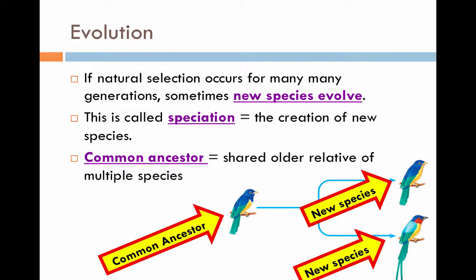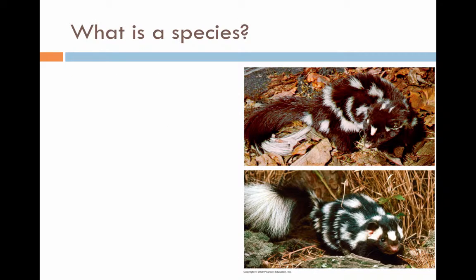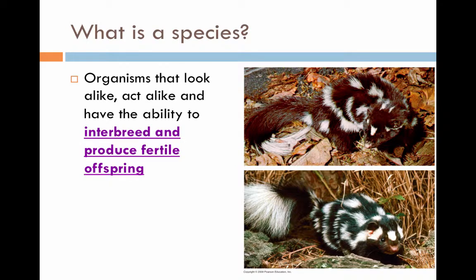The original type of bird in this example, or simply the original species, is called the common ancestor. So the two new species share the common ancestor. It's like their great times a million grandfather. I keep using the word species, but what is a species? A species is organisms that look alike, act alike, and have the ability to interbreed and produce fertile offspring. So this simply means that all the organisms in one species look similar, act similar, and can have babies together. By the way, the word fertile means able to reproduce.